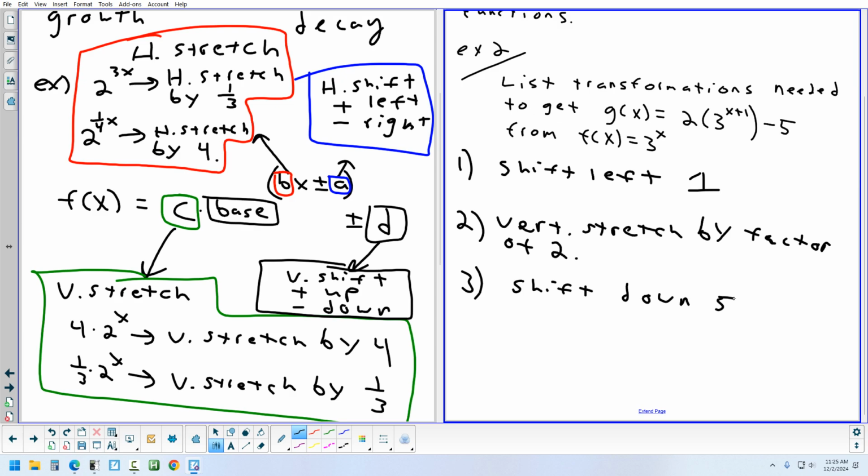And at most you can have how many? If it had every single one in the same problem? 6. Up to 6.